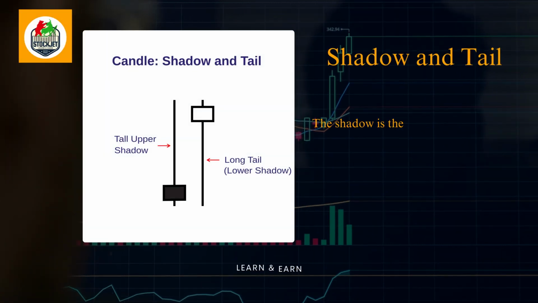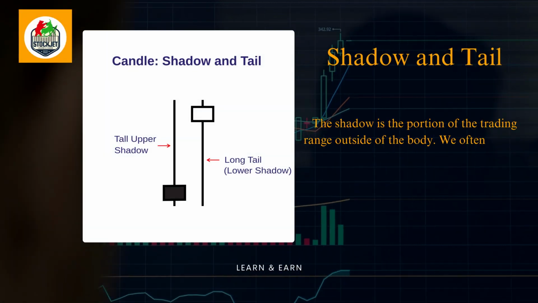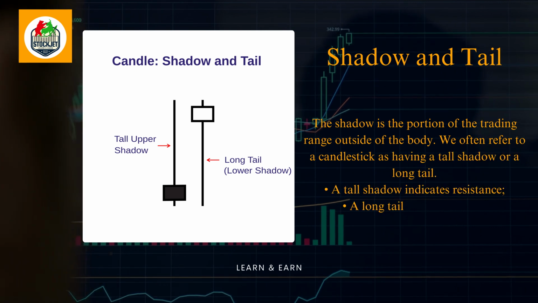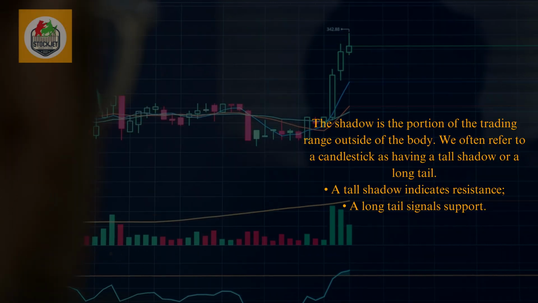Shadow and tail. The shadow is the portion of the trading range outside of the body. We often refer to a candlestick as having a tall shadow or a long tail. A tall shadow indicates resistance. A long tail signals support.